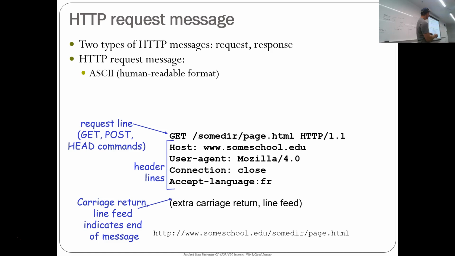Another thing that you send is your user agent. What is the version of the web browser that I'm using? This is helpful because if you get a web request from a mobile client versus a desktop client, you might want to give back something different. And this is the way you can select on the server.